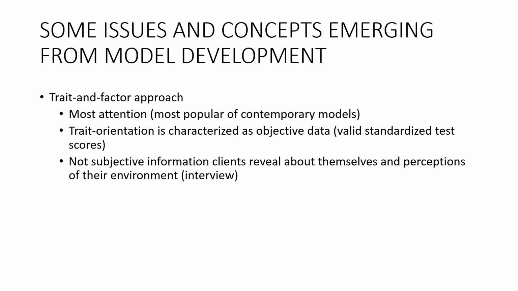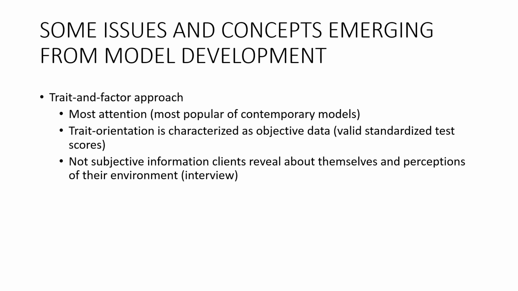Trait orientation is characterized as objective data, so they're valid standardized test scores, which basically means that these assessments are ones that have been tested out to make sure that they are accurately reporting the things that they say they're reporting. That's what validity or valid means. Not subjective. Information clients reveal about themselves and perceptions of the environment. So not subjective basically means that it is factual. Subjective means that it's someone's opinion or point of view. Like in an interview, like how do you feel about this? How do you feel about that?